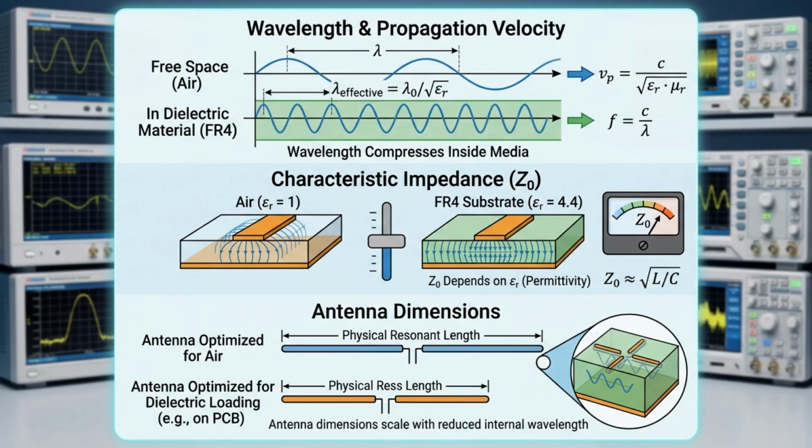For example, the characteristic impedance of transmission lines depends on the surrounding dielectric material. The electrical length of a PCB trace is also determined by propagation velocity, which is influenced by permittivity. Even antenna dimensions are affected because wavelength changes inside different media.